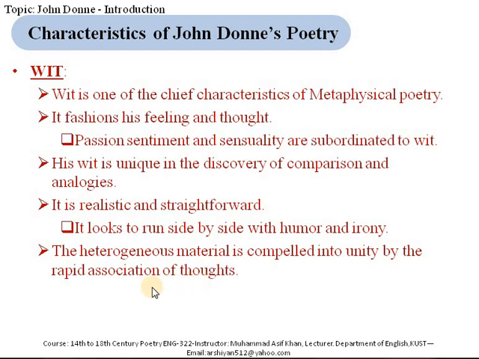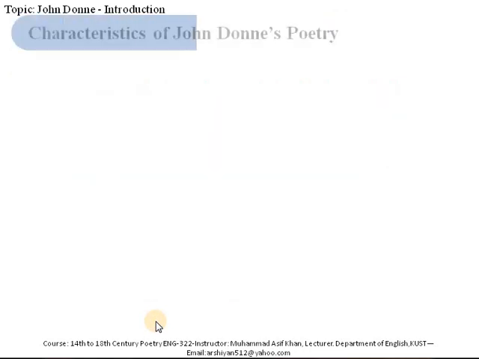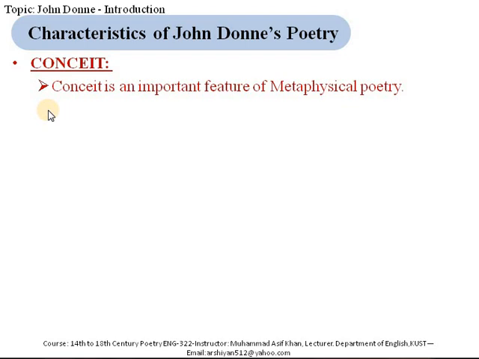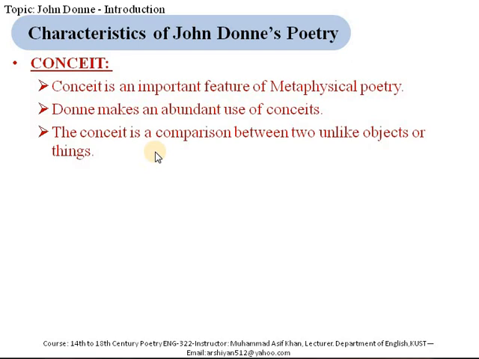So wit is that feature that is found everywhere in Donne's poetry. Now, as I told you earlier, conceit is the most important concept in the poetry of John Donne, and it is also an important feature of metaphysical poetry. It is that very feature which is found in abundance in the poetry of John Donne. Conceit is the instrument that is being used by John Donne to reveal his wit.